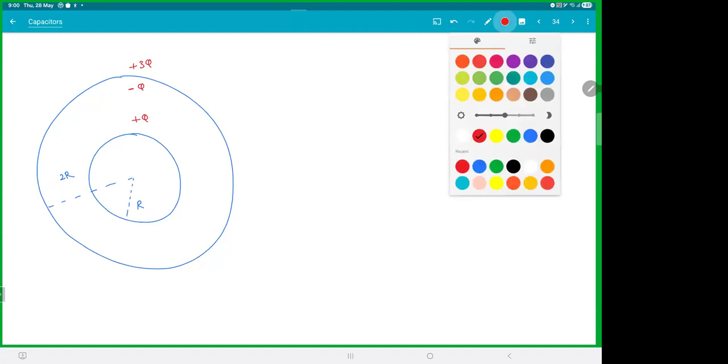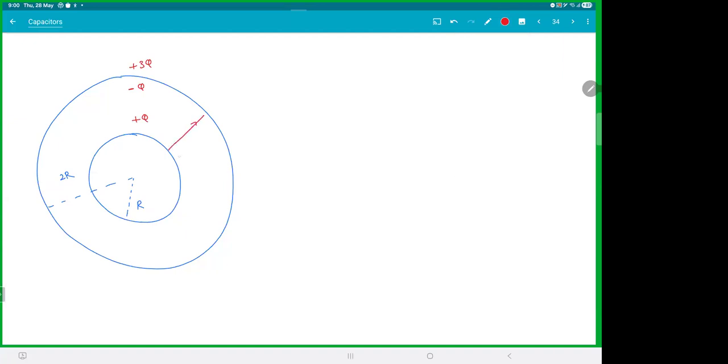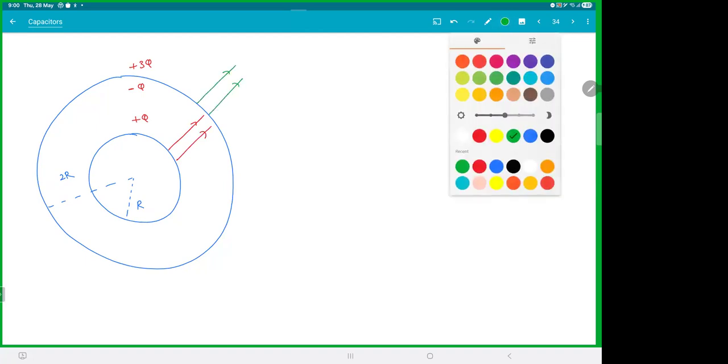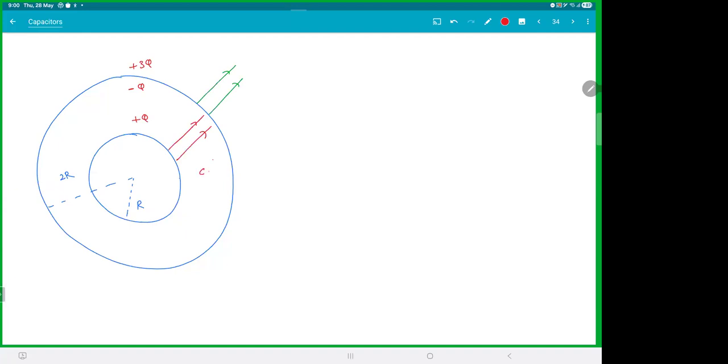Now listen, this is the thing I was saying. If you look at the field lines here, there are field lines here and there are also field lines here. So can I say the space between R and 2R is one capacitor, that is C1. The space between 2R and infinity is the second capacitor, C2. So you can treat these spaces as capacitances.